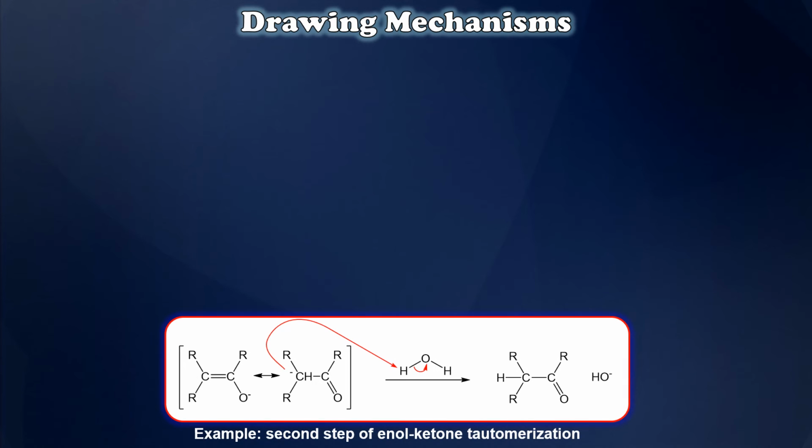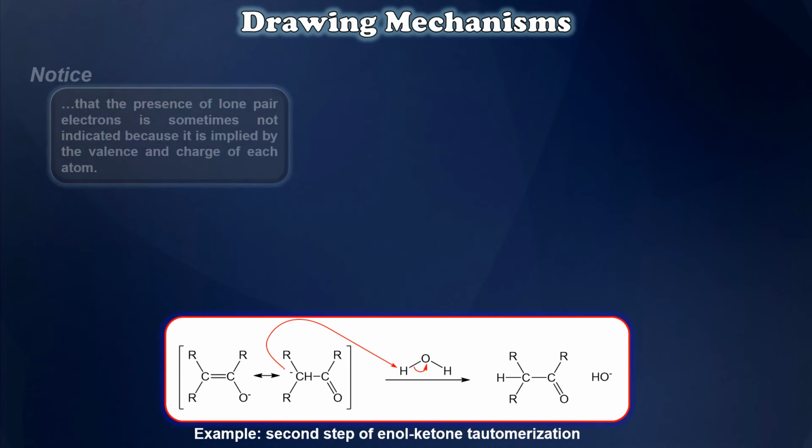By far the most challenging figure that you'll need to draw during this course is a chemical reaction mechanism. Something like this example here, the second step of an enol ketone tautomerization. Now, each arrow, bracket, line, and letter conveys something very specific about what's going on during the reaction.